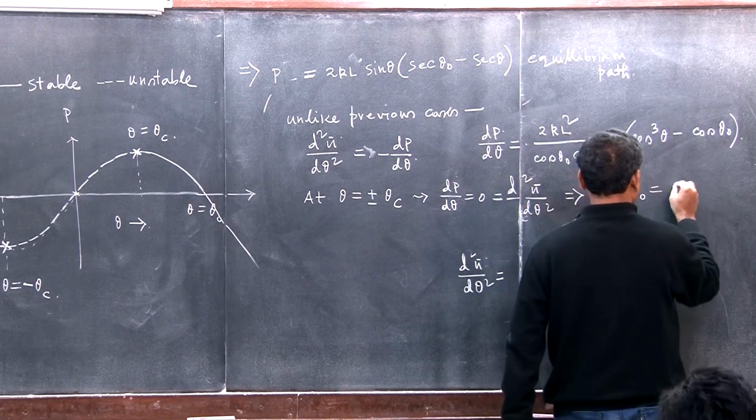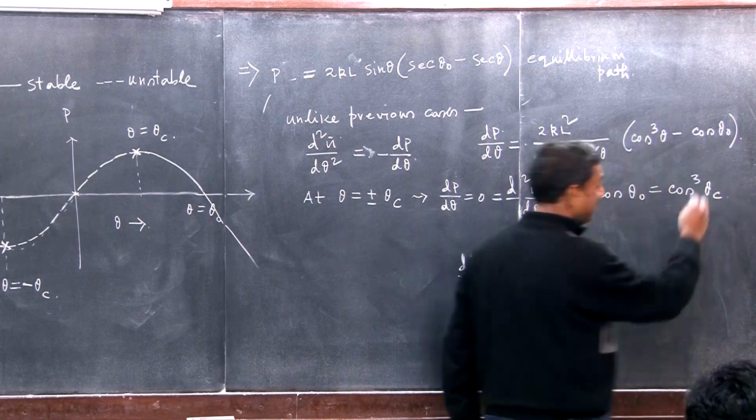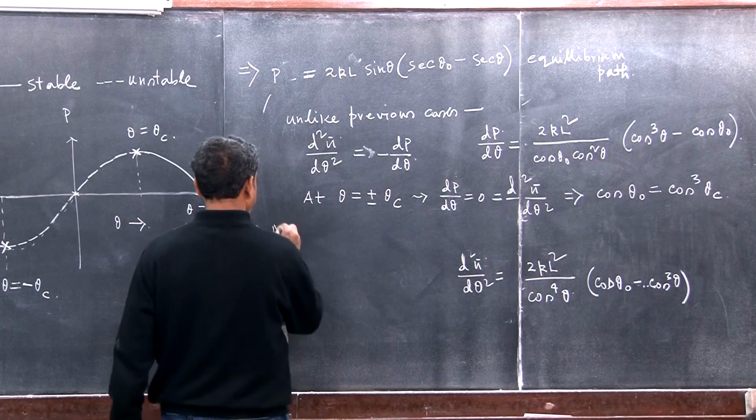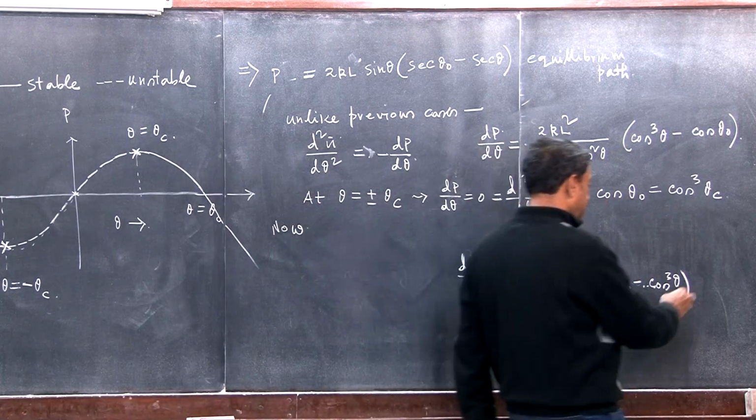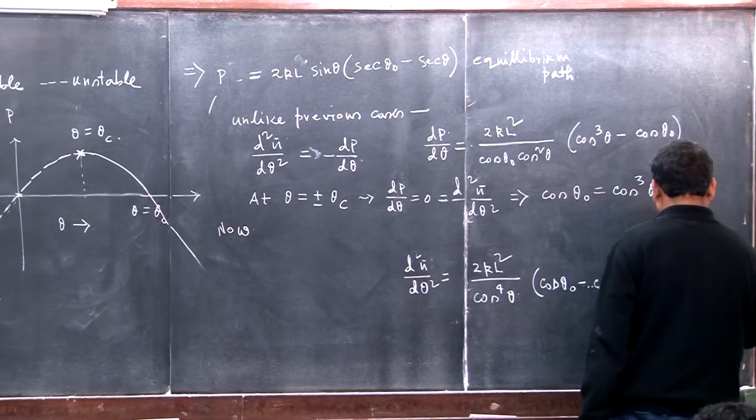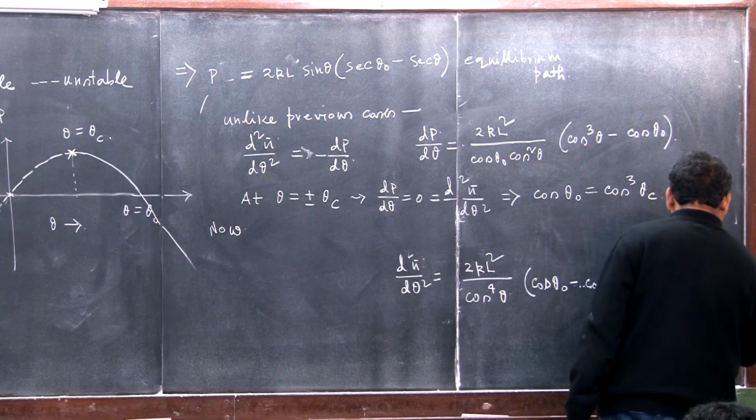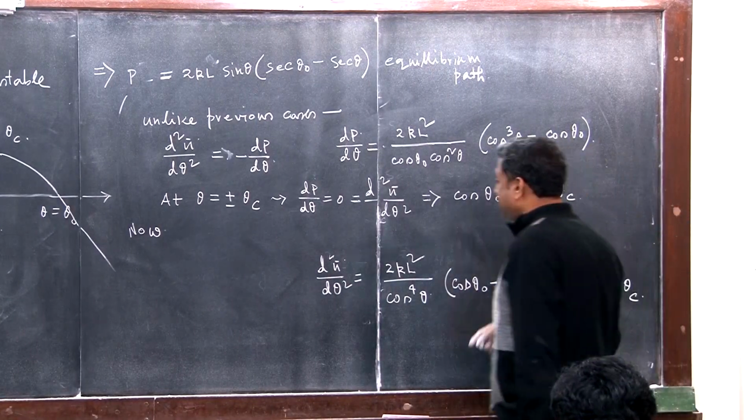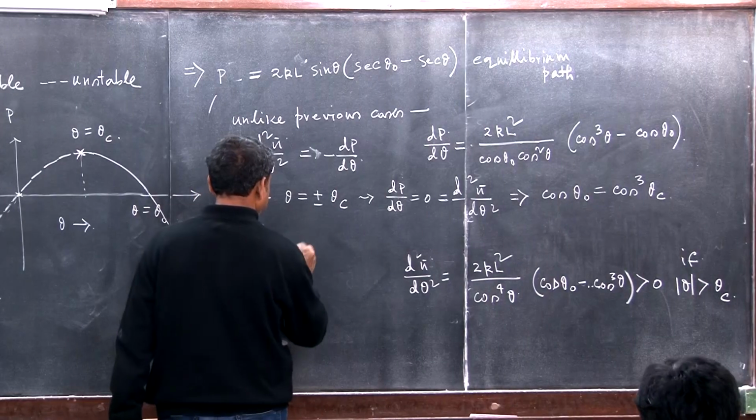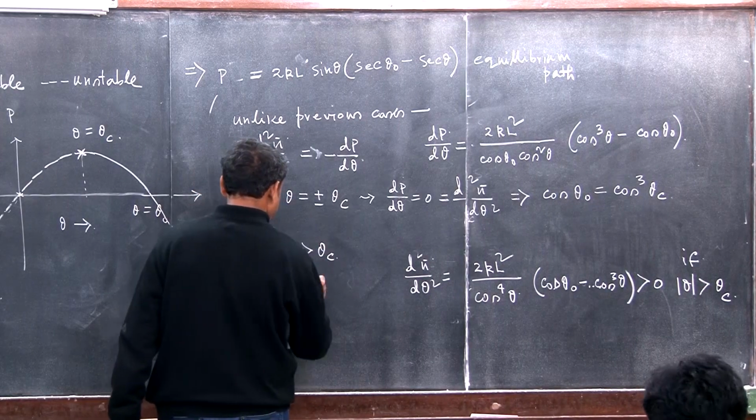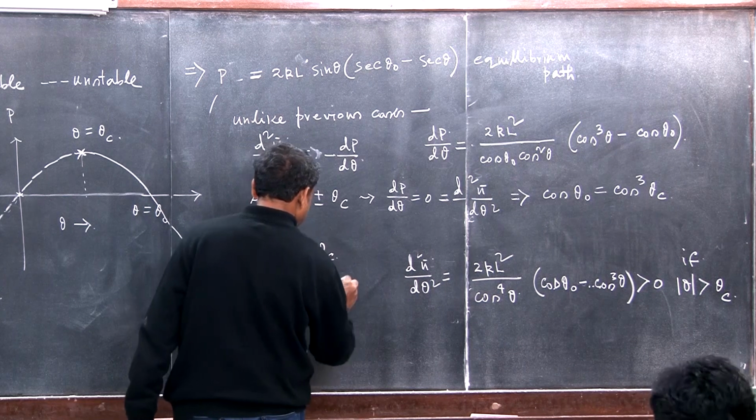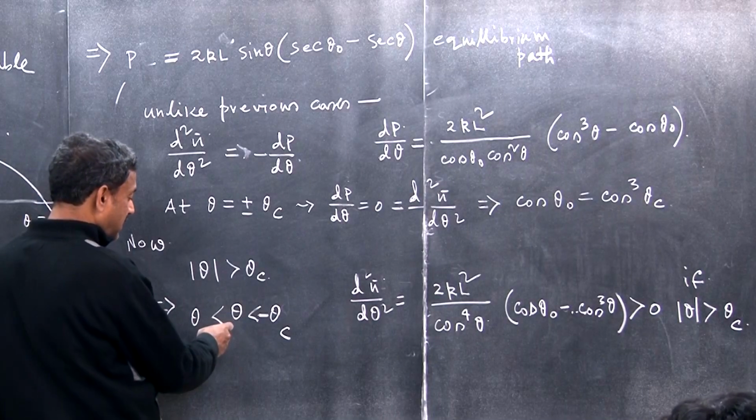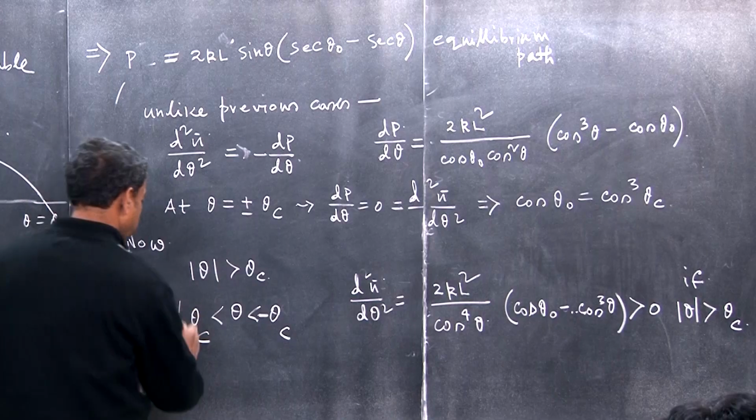Because that basically implies cos theta 0 was nothing but cos cube theta c. That's what theta c you have obtained. Theta 0 is known, theta c. So now if this is 0, this is greater than 0 if and only if mod of theta is greater than theta c. Mod of theta greater than theta c means theta is greater than theta c or less than minus theta c. That means delta theta c is this.